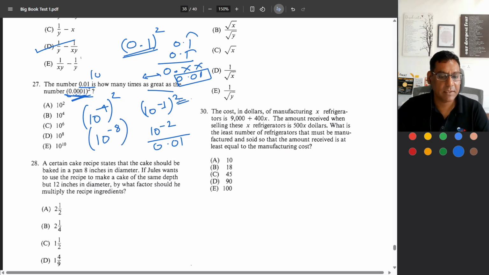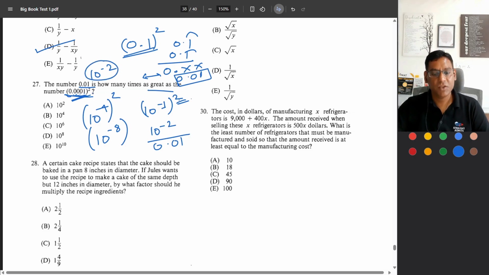So 0.01 is 10 raised to minus 2. Essentially the question is: 10 raised to minus 2 is how many times as great as 10 raised to minus 8. So 10 raised to minus 2 divided by 10 raised to minus 8 is what? It is 10 raised to 6. Correct. This minus 8 will become plus 8 when it comes on the top. Minus 2 plus 8 is 6. So 10 raised to 6.